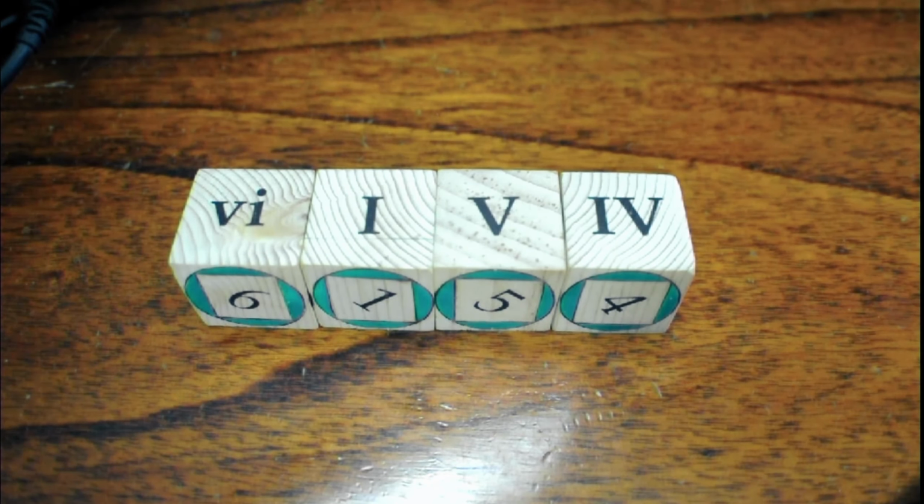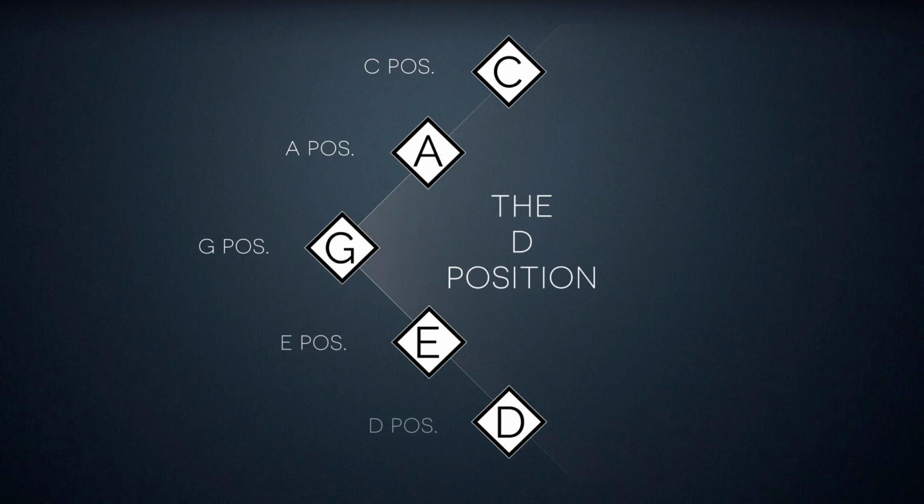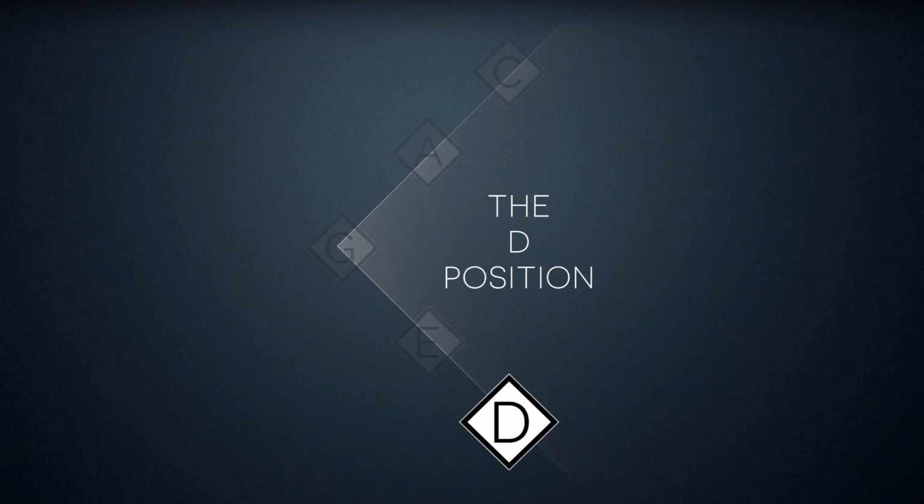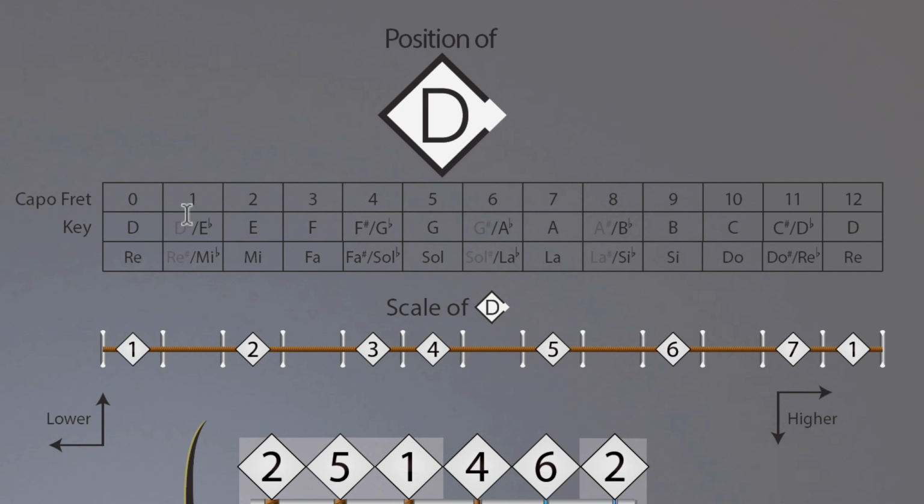So once we have our Roman numerals, all we have to do is choose a key, in this case D, and then choose a position. Now, the position we're going to use today is the D position. It's a pretty easy one, although we do have a bar chord. And in this D position, we want to be in the key of D, so we're going to have no capo. If we wanted to change the key, we could put a capo and then choose accordingly.